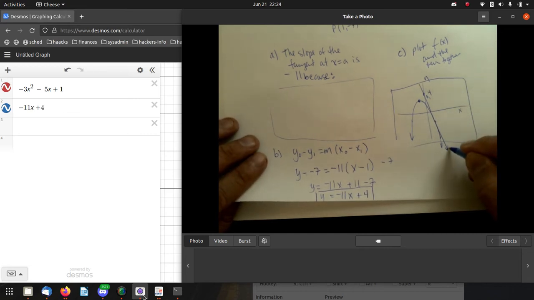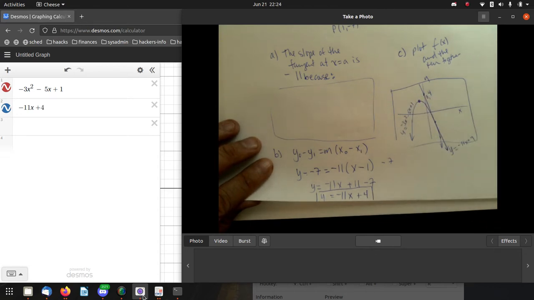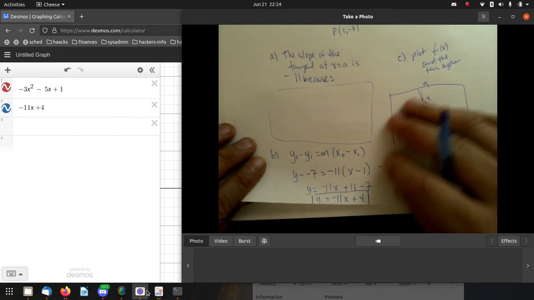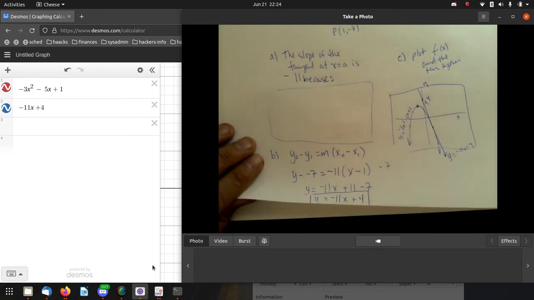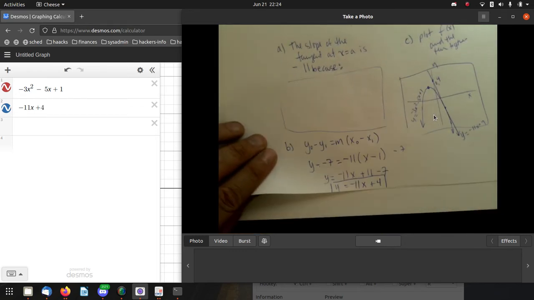Write in what this equation is. This is y equals -11x plus 4. Write in what this equation is, y equals -3x squared minus 5x plus 1, and so on. Make sure you notate everything and you get it nicely labeled, and then you're done with part C. So there's part A and part B and part C.